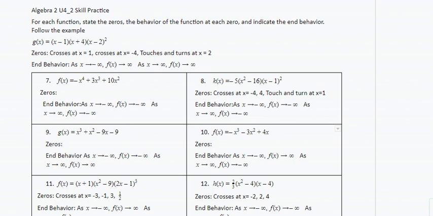As you can see, this is for our Algebra 2, Unit 4, Lesson number 2, Skill Practice. Let's get into this, looking at the zeros of our polynomial functions and then graphing our polynomials.